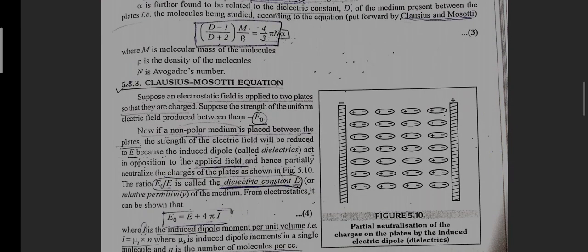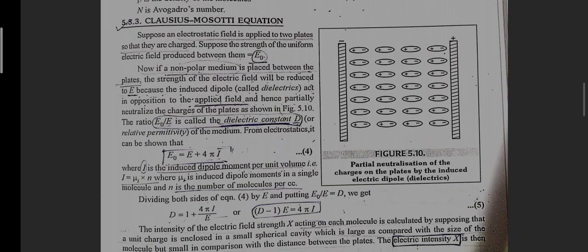Next is Clausius-Mossotti equation. Suppose an electrostatic field is applied to the plates so that they are charged. Suppose the strength of the uniform electric field produced between them is E naught. Now, if a non-polar medium is placed between the plates, the strength of the electric field will be reduced to E because the induced dipoles act in opposition to the applied field and hence partially neutralize the charge of the plates. The ratio E naught by E is called dielectric constant D of the medium.